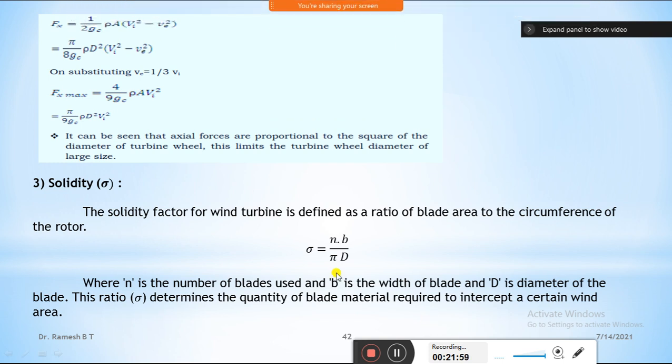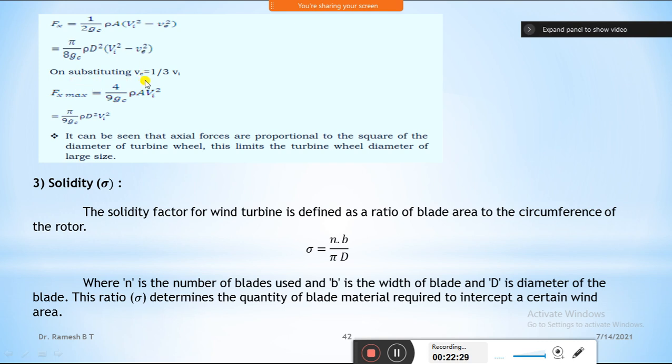And also F, it's a force. The force at a certain instant can be given by force is equal to 1 by 2 Gc rho A times velocity at inlet square minus velocity at exit square. This equation we already know from our previous classes. And it can finally be given by pi by 8 Gc rho D square times Vt square minus Ve square.